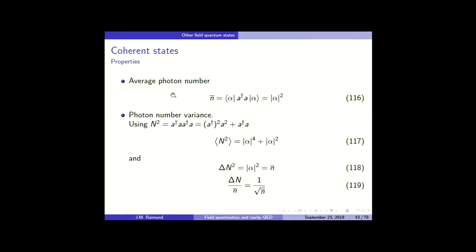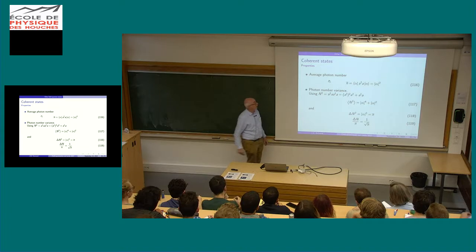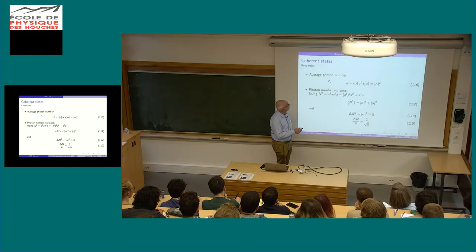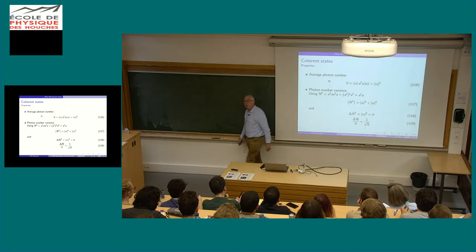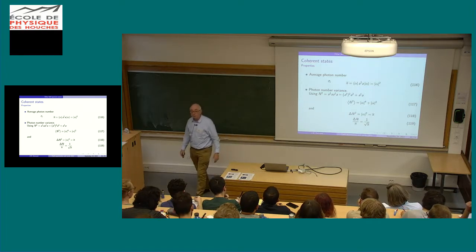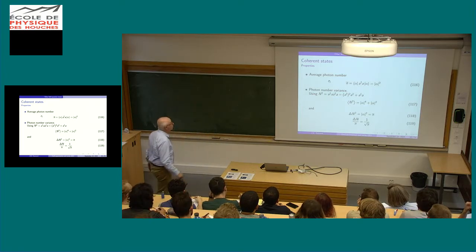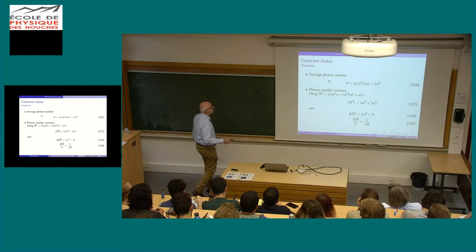What can we say more? What is the average photon number in a coherent state? This is easy to compute because alpha is the right eigenstate of a. So this is alpha, this is the complex conjugate, it's alpha star. The mean photon number is the square of the amplitude. It's a good way to measure the amplitude. It's the square root of photon number. It's clearly a good unit to measure the field amplitude.